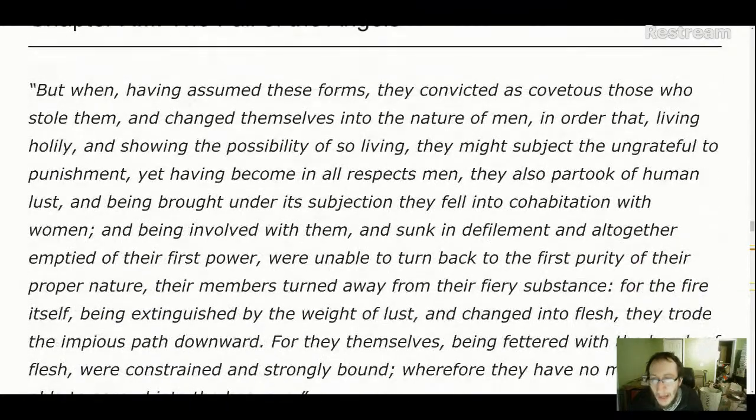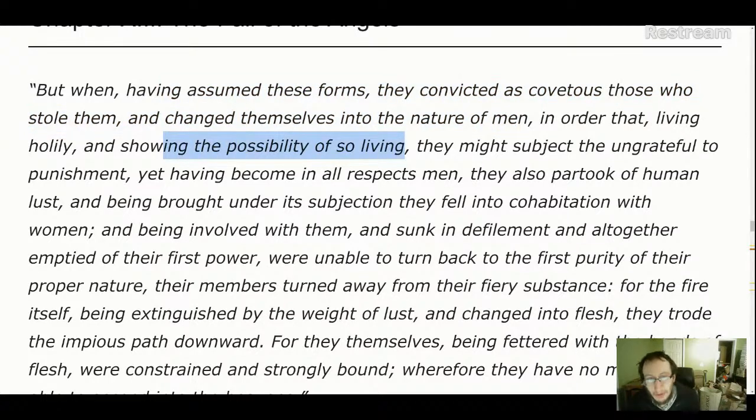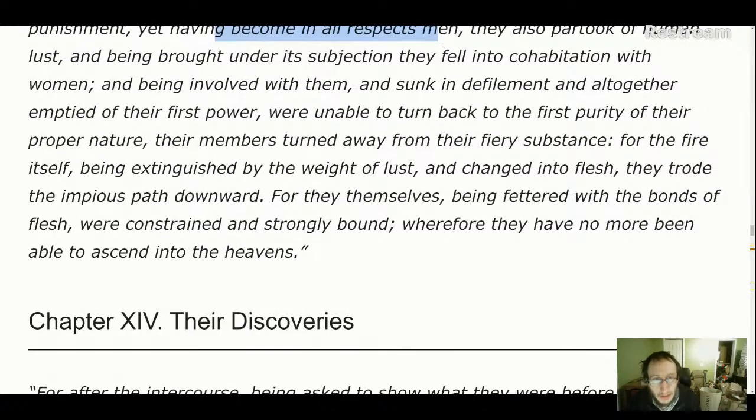So, having assumed these forms, they convicted as covetous those that stole them, and changed themselves into the nature of men, in order that, living holily and showing the possibility of so living, they might subject the ungrateful to punishment. Yet, having become in all respects men, they also partook of human lust. And being brought under its subjection, they fell into cohabitation with women. And being involved with them in sunken defilement, and altogether emptied of their first power, were unable to turn back to the first purity of their proper nature.